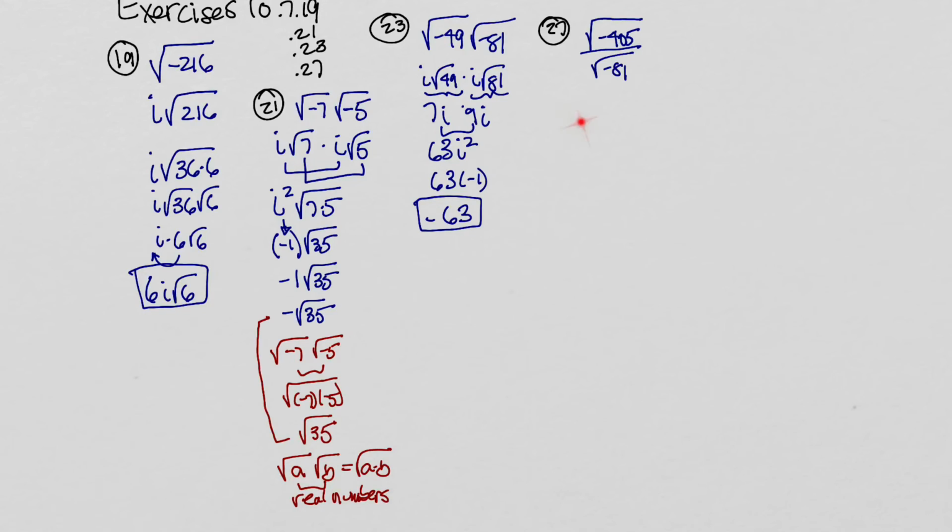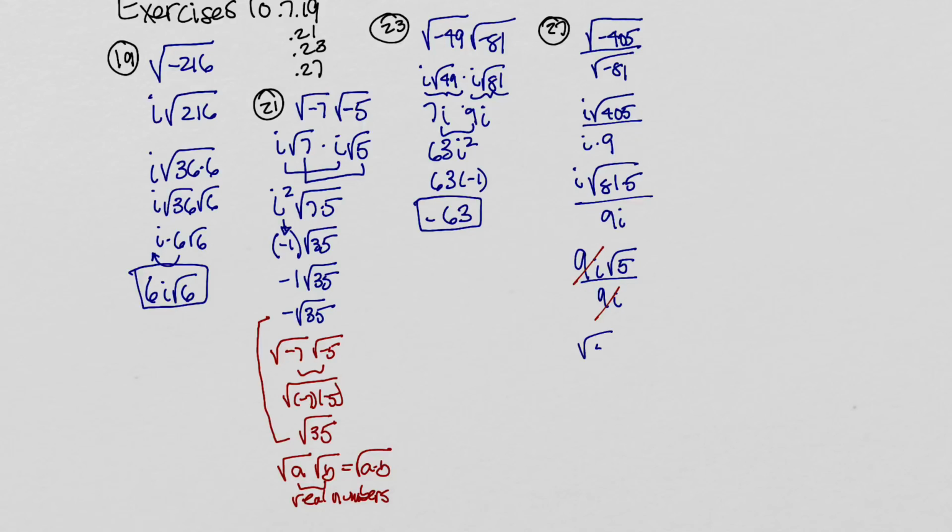So the first thing I'm going to do here is take the i out of each one of these. I'll get i square root of 405 over i. Well, this one we happen to know, right? That's a 9. So we're going to get i times the square root of 81 times 5, over 9i. And now the square root of 81 up here on top, I know that's 9. So I can write 9i with the square root of 5. I've got that 9i in the denominator. That 9i and 9i will divide out, cancel. So we are left with square root of 5.